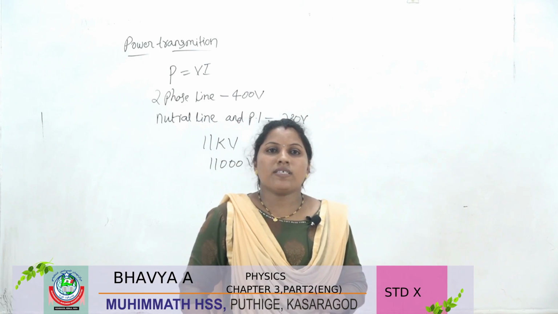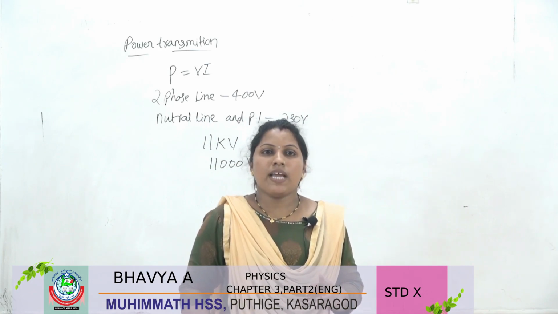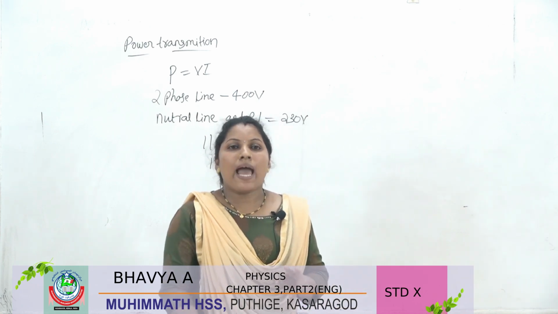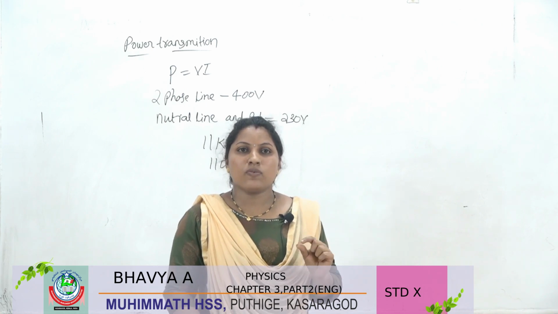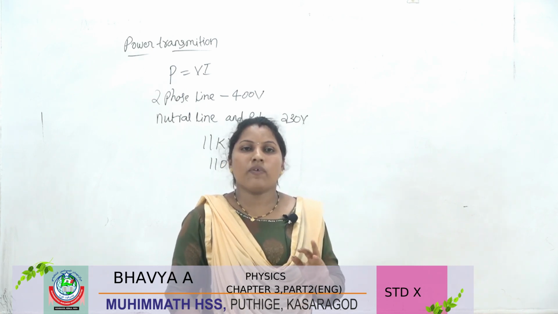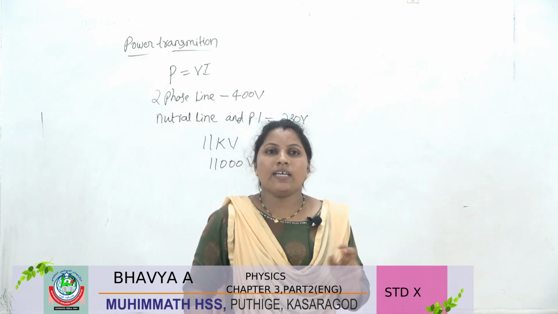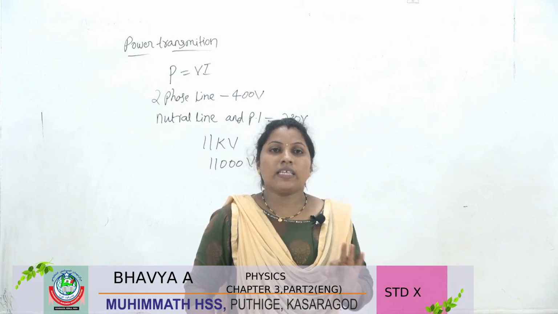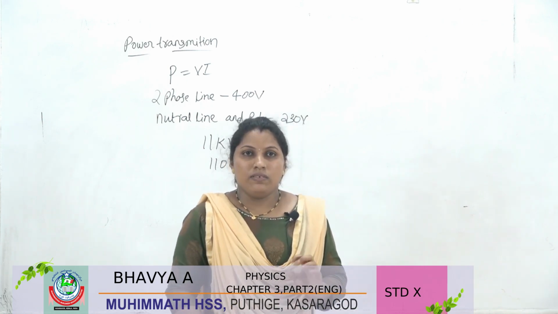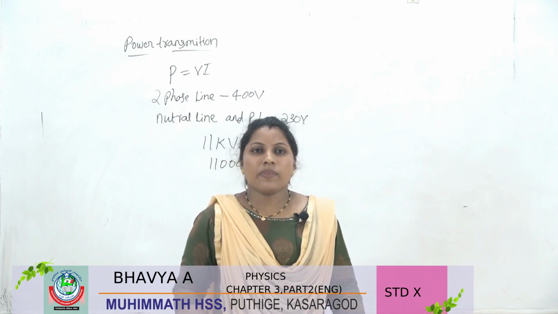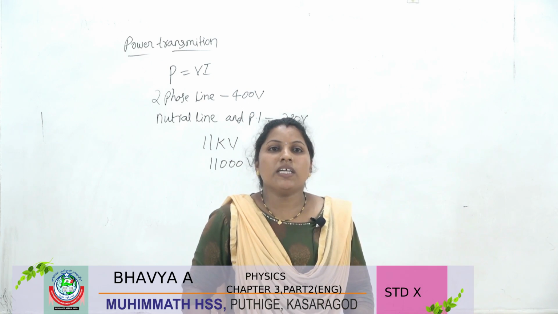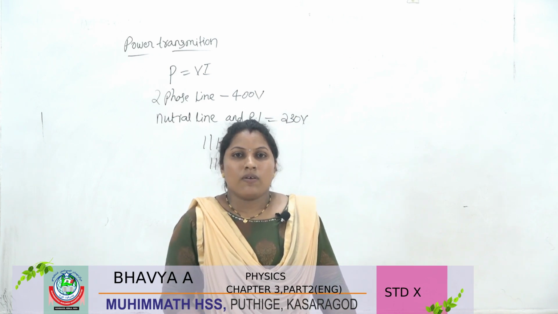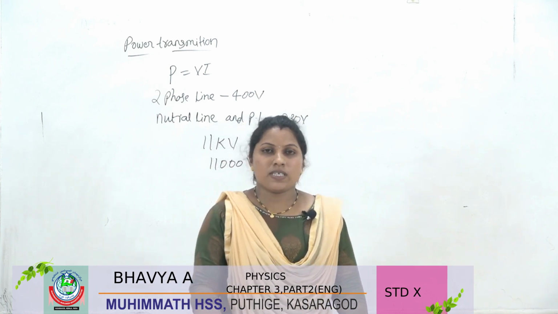So there are 3 wires we are using: neutral, phase line and another one earth. Neutral wire we use in black color, phase line wire we use in red color and earth wire we use in green color. So like that 3 colors for neutral, phase and earth line. Earth line is represented in green, phase line in red and neutral line in black.